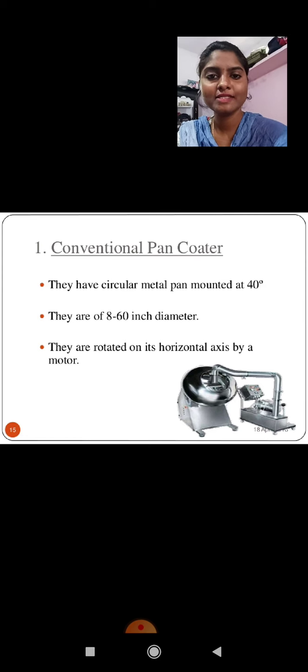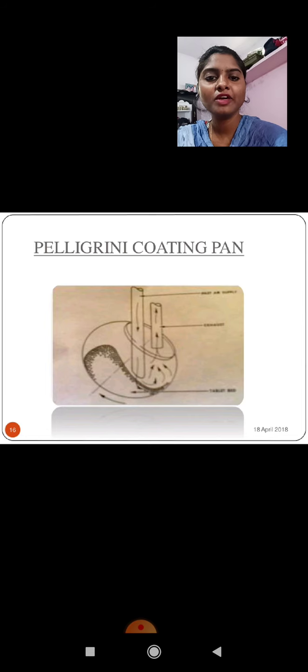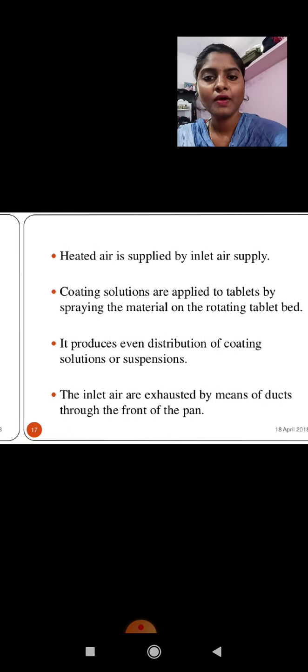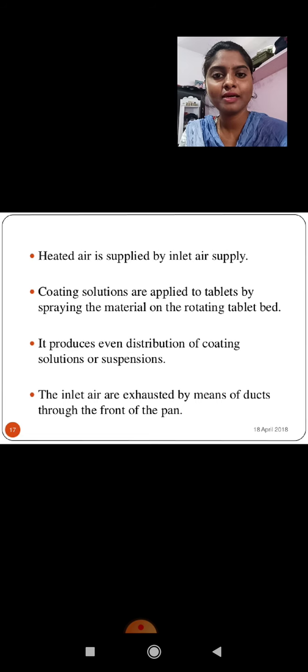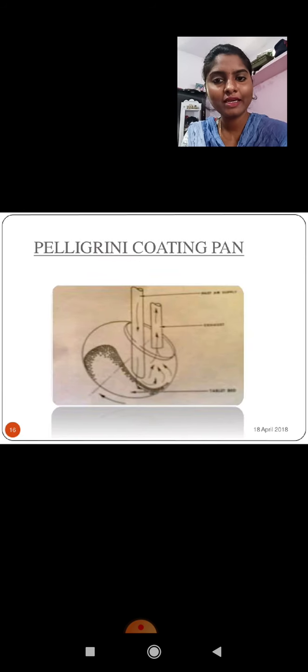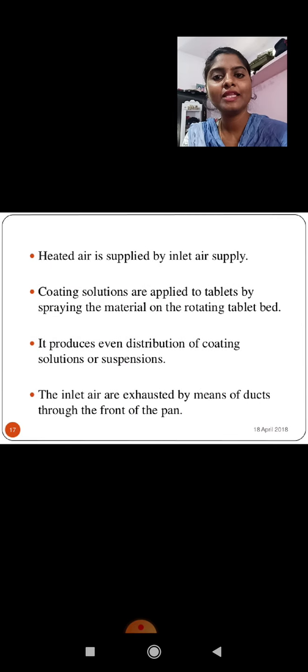Next one is the Pellegrini coating pan. In the Pellegrini coating pan, two tubes are there. The first one is for the inlet air supply. Through this tube we apply the inlet air supply, and in this we apply heated air.